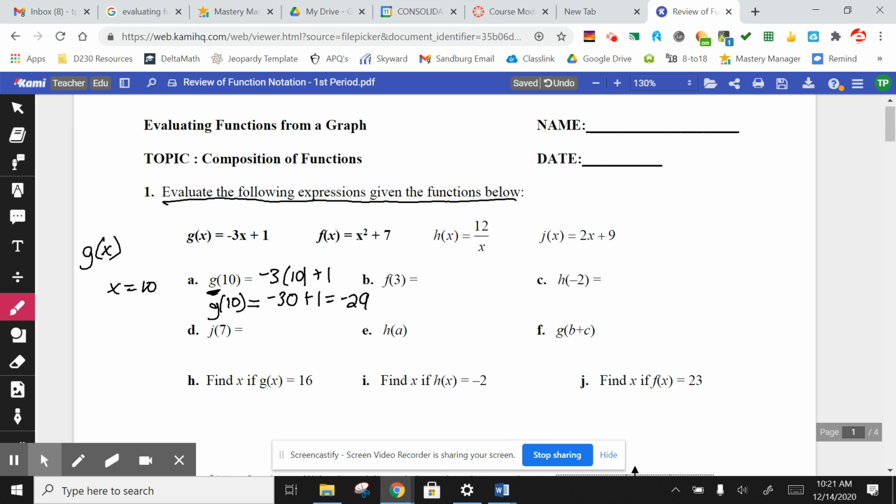B, I'm asking you to use f. So here obviously is the function f. So now you have to use that function, and wherever you have an x, we're simply plugging the 3 in. So instead of x squared, I'm going to be plugging in a 3 squared, and then tack on an additional 7 to whatever that would be. So our functional value for f when x is 3, you would do 9 plus 7, which is 16.